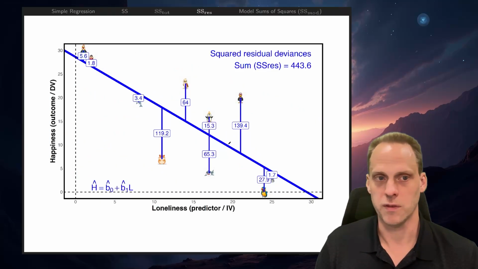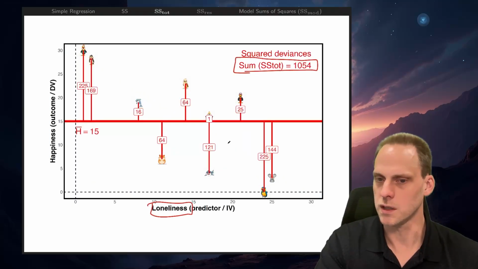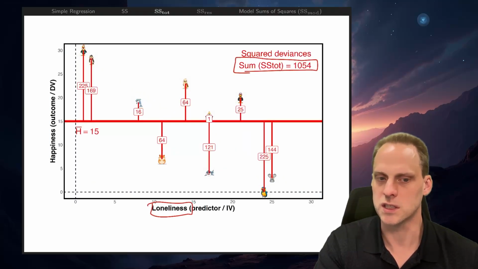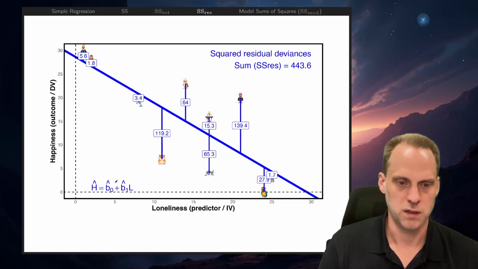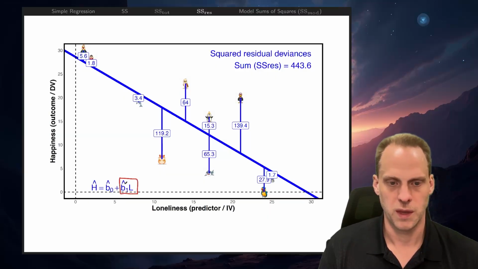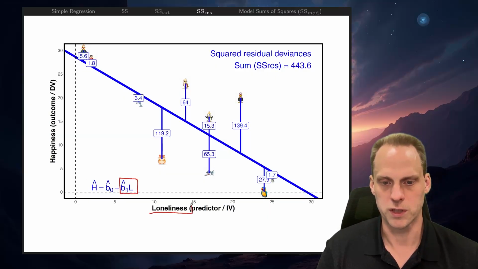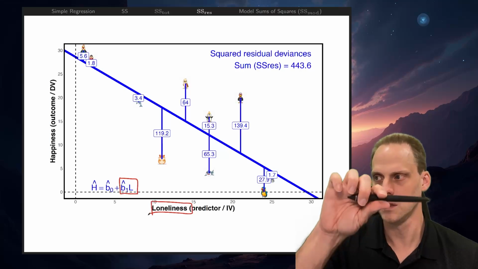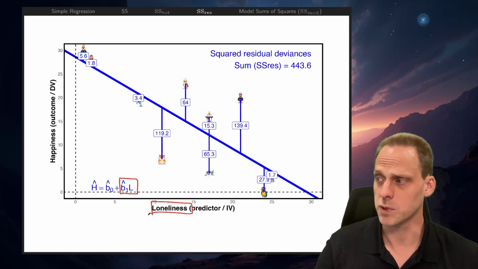Now from this line, we can do actually the same thing we did here. So that's why I drew it like this, to show that it actually is the same. So here we do have a slope and we do take loneliness into account. So the line is not flat, it actually takes loneliness into account as a predictor.